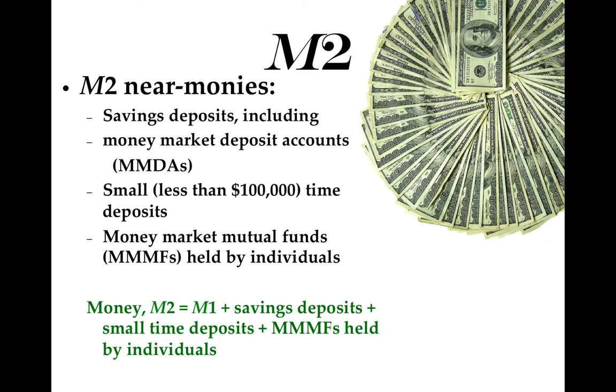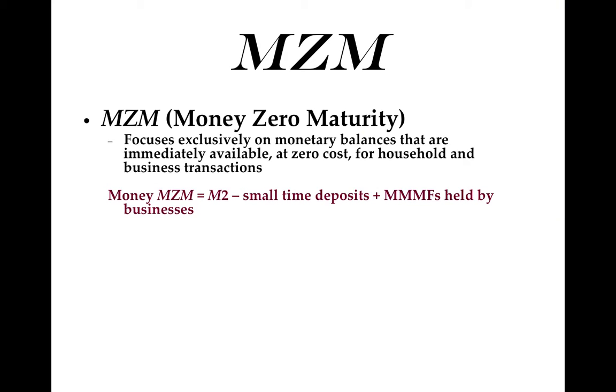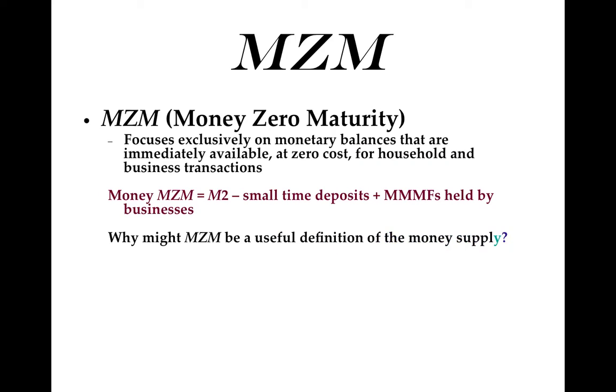The essential thing that you understand here is that M1 is currency in circulation plus checkable deposits, and M2 is M1 plus savings account deposits and a few other things. There are other definitions of money that are even broader, one of which is called MZM, or money zero maturity. The idea here is that we're going to include near monies which are not part of M2, but can be transferred into a spendable form without waiting, and that's the idea of zero maturity.